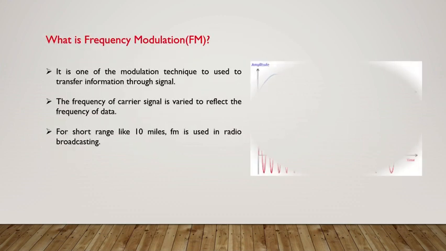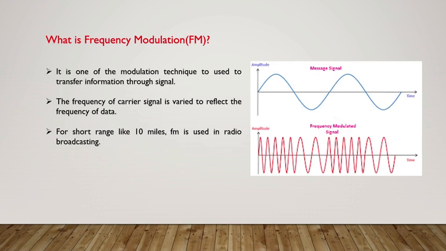Next is what is frequency modulation. It is one of the modulation techniques used to transfer information through a signal. The frequency of the carrier signal is varied to reflect the frequency of the data. As you can see in the figure, the second figure with the red signal, the frequency is varied and it is not similar to the carrier signal. And for short range, like 10 miles or more, frequency modulation is used in radio broadcasting.